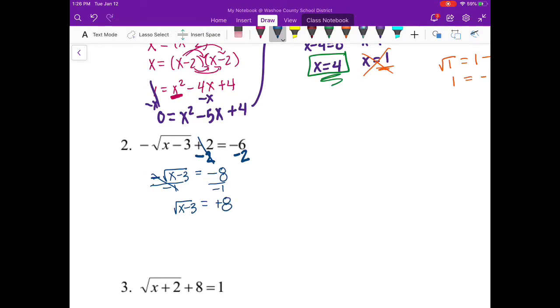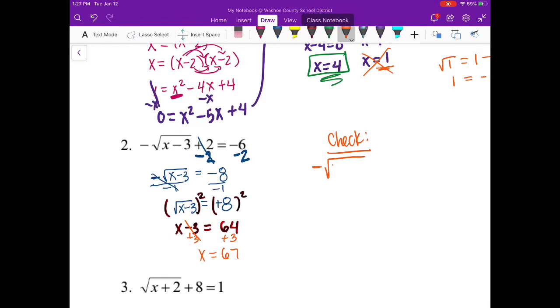Okay, positive 8. Now that I have my radical all by itself, I can cancel out the radical by squaring both sides, which leaves me with just x minus 3 on the left, 64 on the right. Add 3 to both sides, x equals 67. So before you're like, yep, that's it, always go back and check.